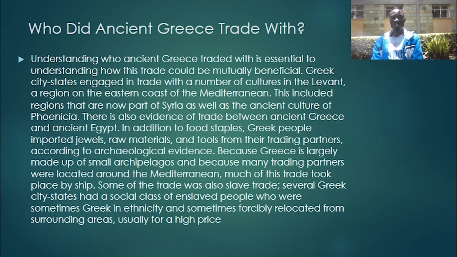In addition to food staples, Greek people imported jewels, raw materials, and tools from their trading partners, according to archaeological evidence. Because Greece is largely made of small archipelagos and because many trading partners were located around the Mediterranean, much of this trade took place by ship. Some of the trade was also slave trade. Several Greek city-states had a social class of enslaved people who were sometimes Greek in ethnicity and sometimes forcibly relocated from surrounding areas, usually for a high price.